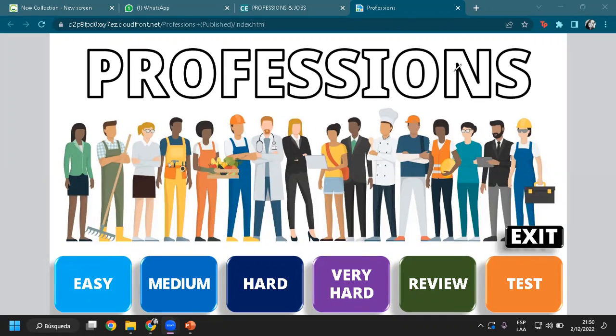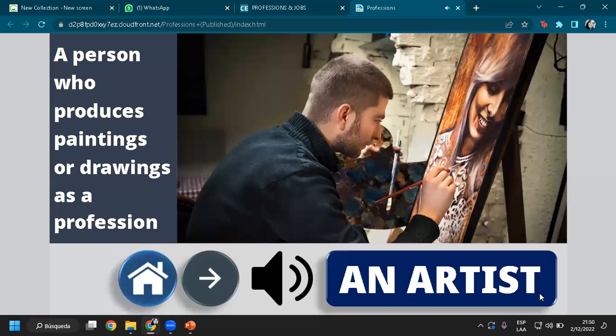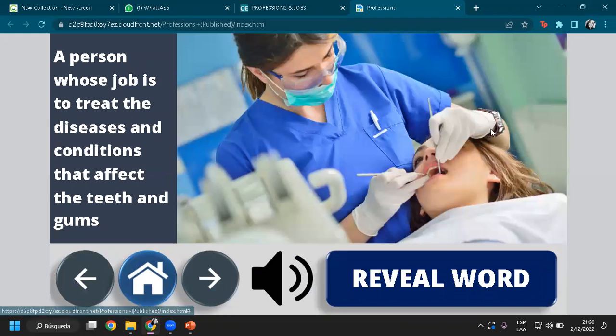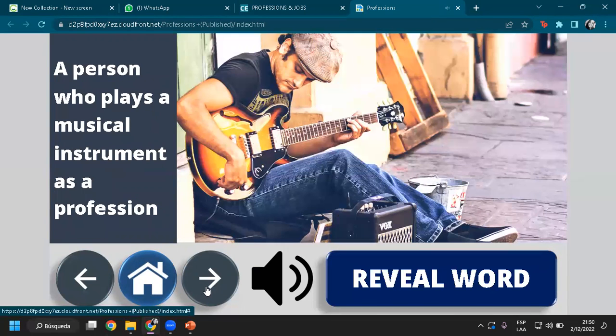¿Creen que se sacarían 10 en el medium? ¿En el nivel medio? Un 7. Let's see. Remember this one? Artist. Good job. Very good. What about this one? Dentist. That's correct. What about this one?